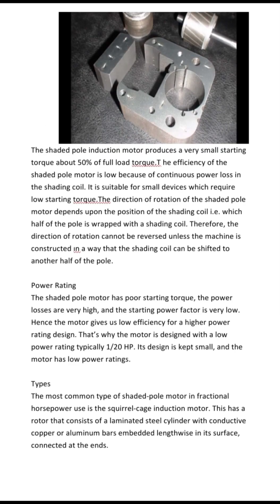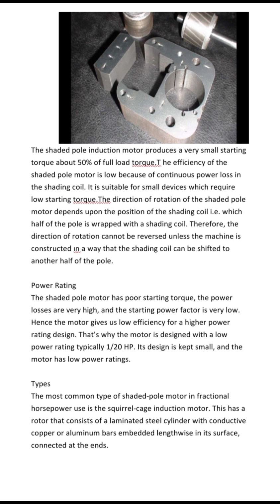The shaded pole induction motor produces a very small starting torque, about 50% of full load torque. The efficiency of the shaded pole motor is low because of the continuous power loss in the shading coil. It is suitable for small devices which require low starting torque. The direction of rotation of the shaded pole motor depends upon the position of the shading coil, which half of the pole is wrapped with the shading coil.